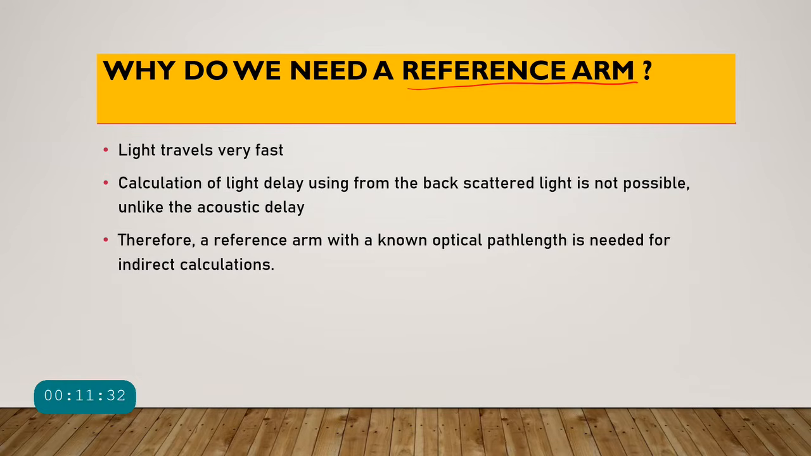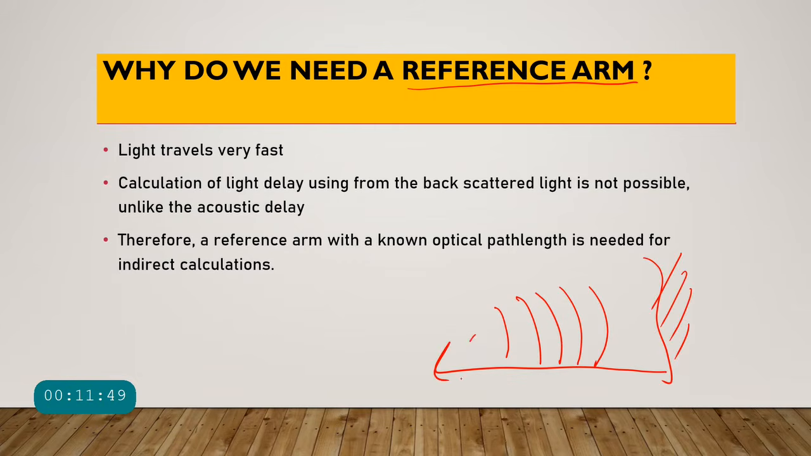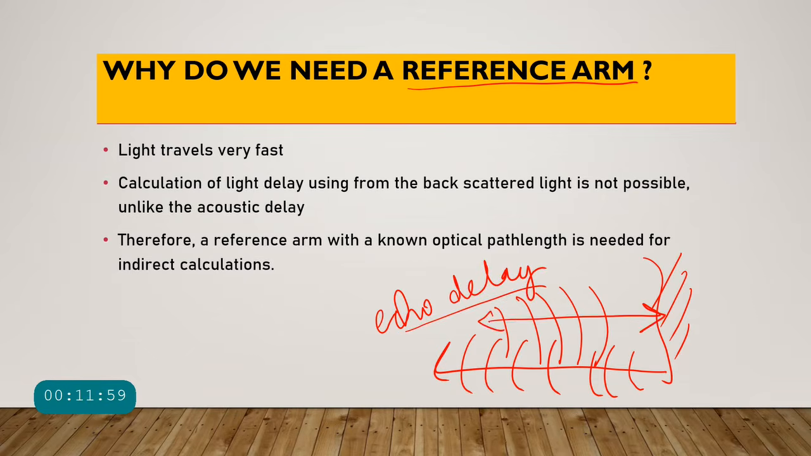The light that we use in OCT, as we all know, travels very fast compared to sound, and calculating that delay of light is difficult. Okay, so what we're doing in a B scan is that we send these sound waves. These sound waves get reflected from the surface. They come back as echoes, and based on at what time these echoes are coming, which is called the echo delay, we will calculate the distance of this path that the sound has traveled.